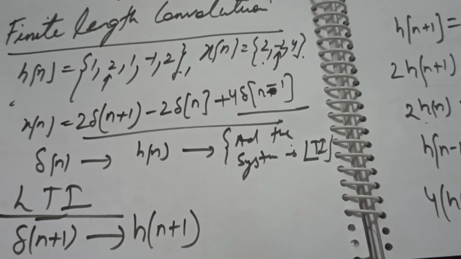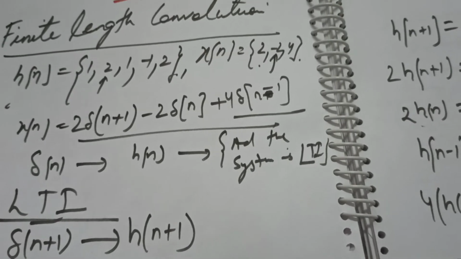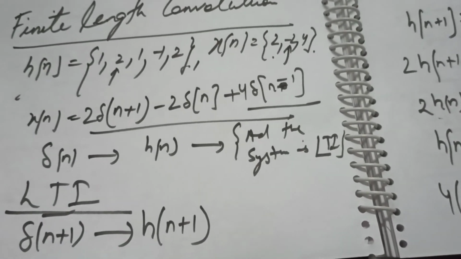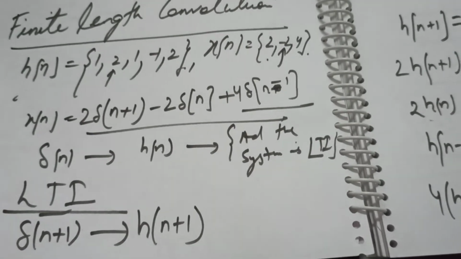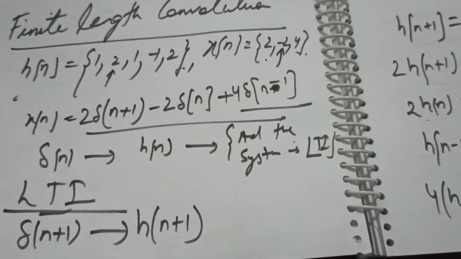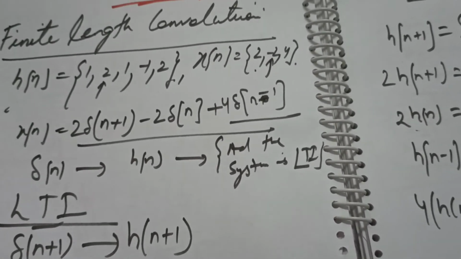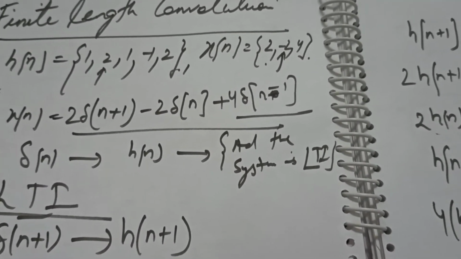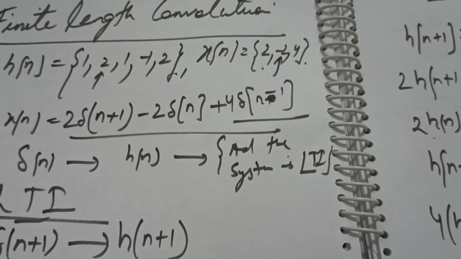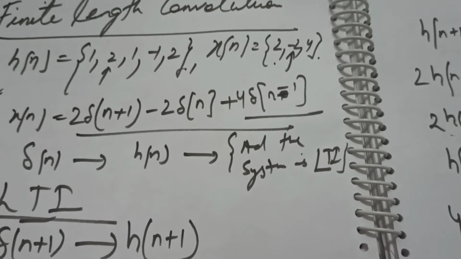So, as the system is LTI, a linear time invariant system, we can straight away say that invariance of time will be implicated: delta n plus 1 will be implicated in h of n plus 1. First thing first. Second thing is that the linearity will apply.